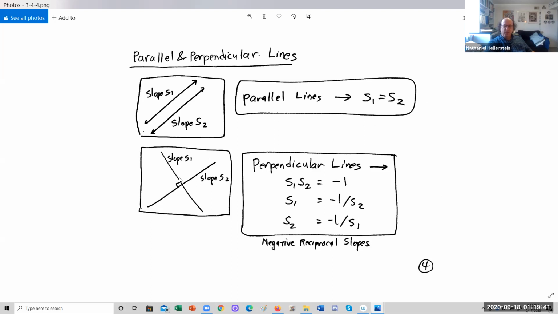Perpendicular lines is a little more complicated. Slope S1 and S2. If they're perpendicular, then their product is -1, which means that S1 is -1 over S2, and S2 is -1 over S1. They're negative reciprocal slopes if they're perpendicular.